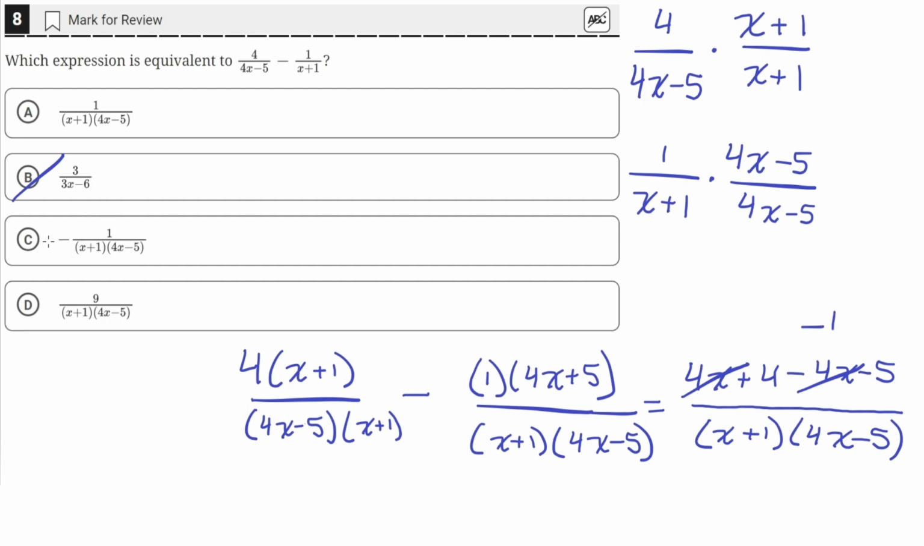And the only answer choice with a negative 1 in the numerator is answer choice C. And it has the correct denominator here as well. So C is the correct answer.